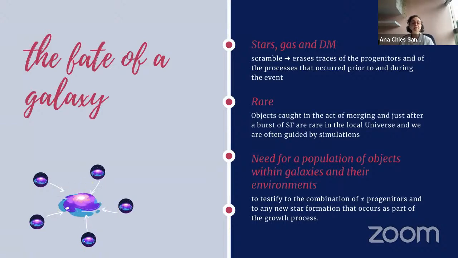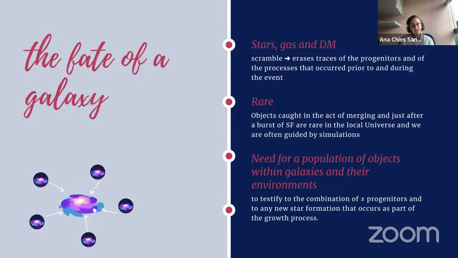So how can we determine the fate of a galaxy? As stars, dark matter, gas, they all scramble up and erase the traces of the progenitors and of the processes that occurred prior to and during the event. And objects caught in the act of merging and just after a burst of star formation are rare in the local universe, and we have to be often guided by simulations.